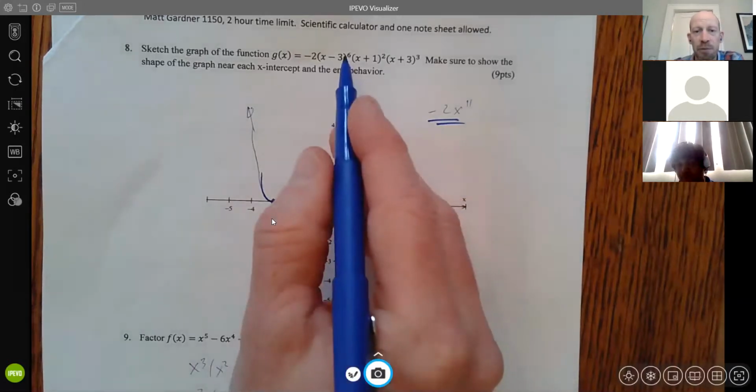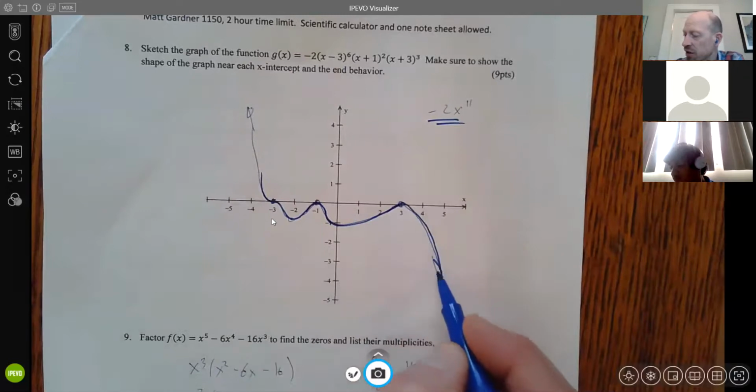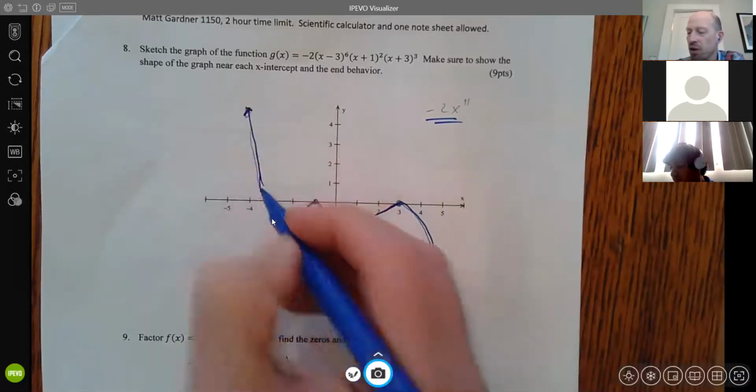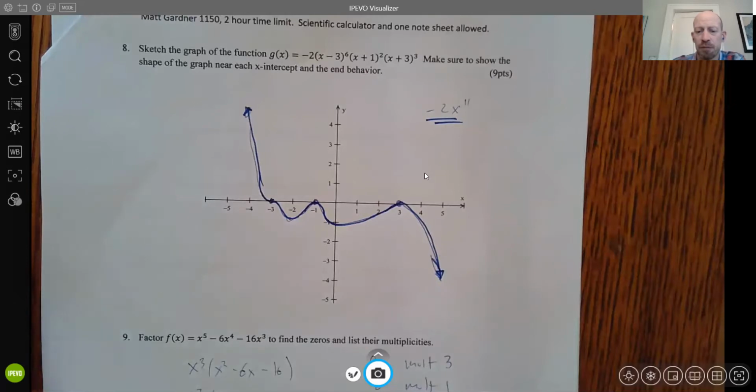And at 3, it's a 6, so it's another even power. It's going to touch and come back down. Right? And so that's the rough shape of the graph. And that's the information you should have gathered from doing this by hand. Are there any questions about that problem?